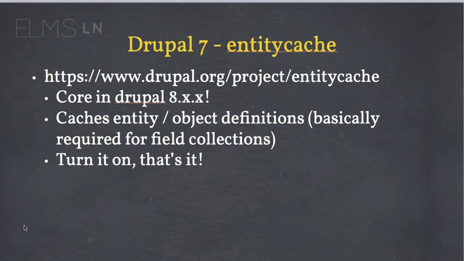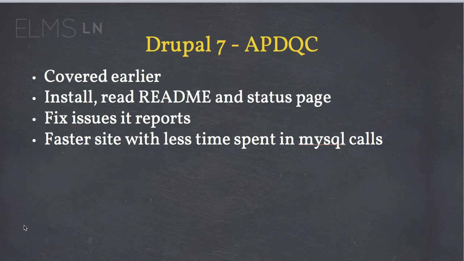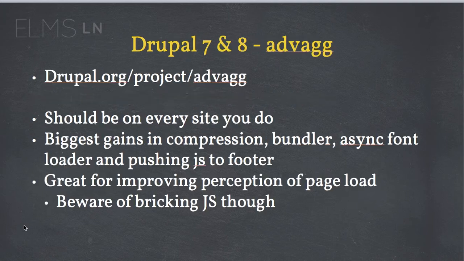Drupal 7, so these are some modules you should get, absolutely. Entitycache, this is core in D8. It caches entities and object definitions. Why the hell didn't it do that by default? But it's required for things like field collections or complex entities that you have modeled in your site for sure. APDQC, mentioned a few times. Definitely look into putting that on your D7 sites.